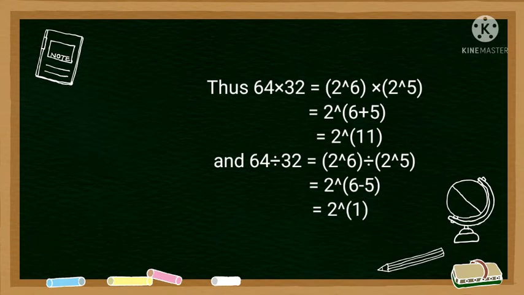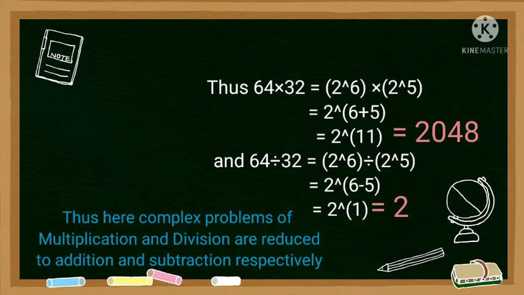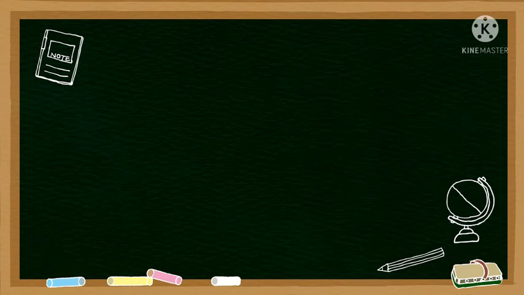Similarly for division, 64 over 32 equals 2 to the power 6 over 2 to the power 5, which is equal to, using the exponent rule, 2 to the power 1. Now if we have a table for the values of powers of 2, then we can easily write the values of 2 to the power 11 and 2 to the power 1 as our solution. Thus the long calculations for multiplication and division are reduced to simple calculations of addition and subtraction using the exponent rule, and the logarithm works in the same way because logarithm gives us the powers, that is, it deals with powers.